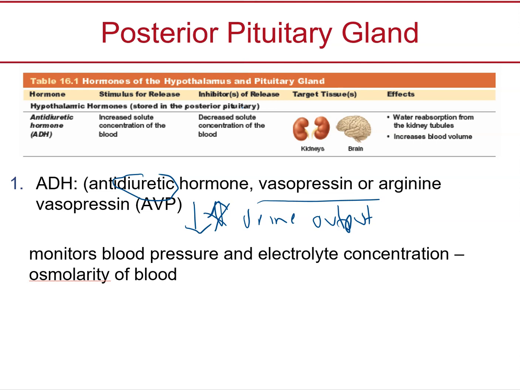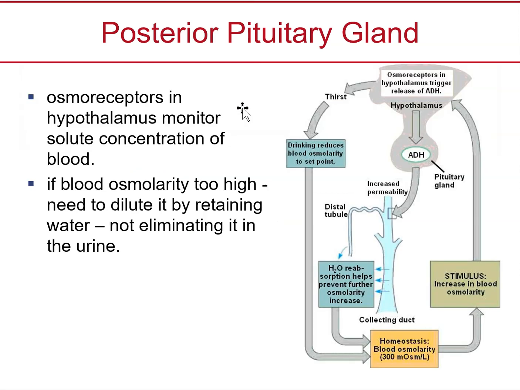And so what happens is this is monitoring your blood pressure and how salty or how concentrated your blood is. So it's called your blood osmolarity, which refers to the solutes, right? How much stuff is in your blood. And its job is to always watch that to try to maintain homeostasis. Well, we know that the saltiness of our blood should be about 300 milliosmoles. So mOsm stands for milliosmoles per liter. That's where it's supposed to be.